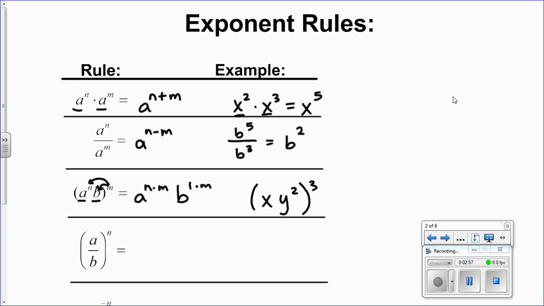So if this is my example, I'm going to distribute that 3 to both the x and the y. And I multiply the exponents. 1 times 3 is 3, so x cubed. 2 times 3 is 6, so y to the 6th.